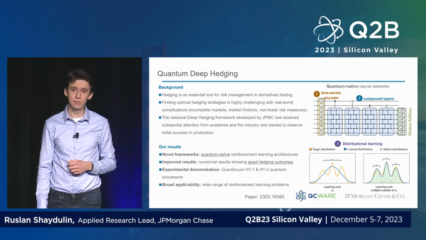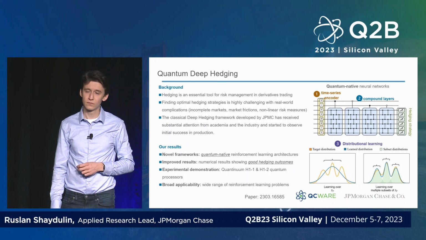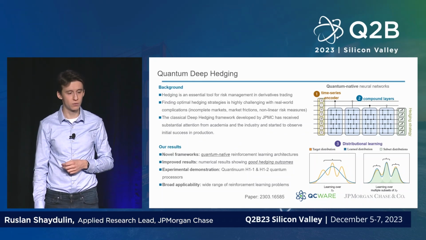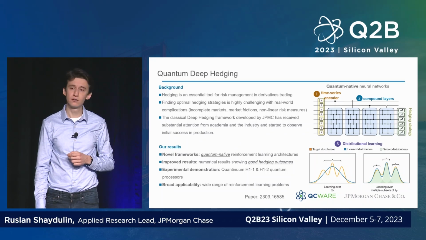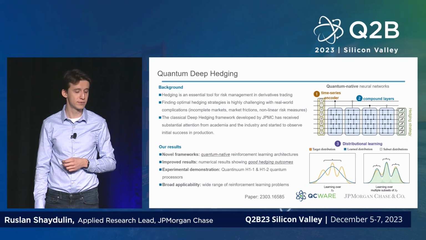In our numerical experiments, we observed good hedging outcomes with this framework. And we were able to run some small-scale demonstrations on Quantinuum H1, H11, and H12 quantum processors. Finally, the developed framework is not really specific to deep hedging and can be applied to a broad range of reinforcement learning problems.